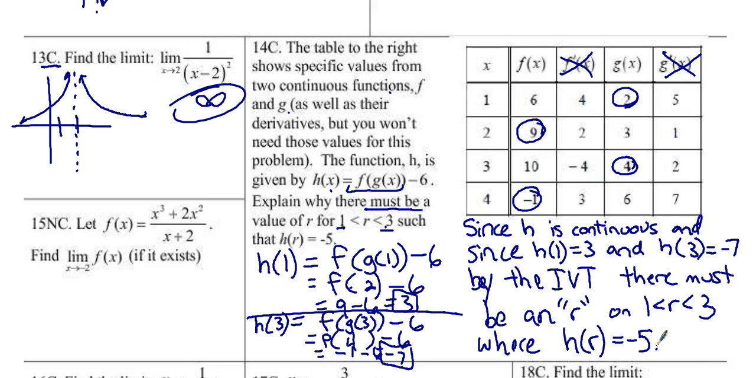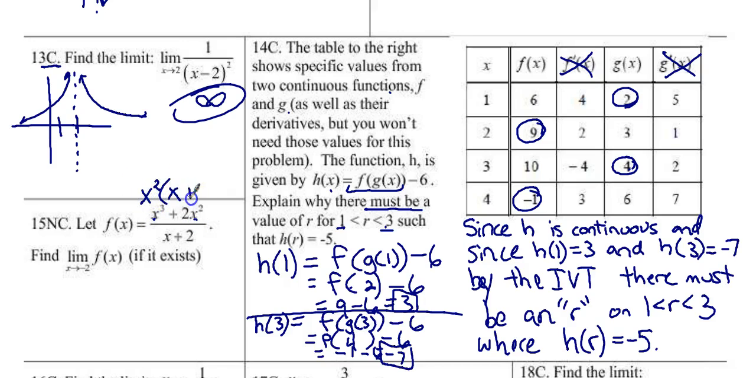Number 15, find the limit at negative 2. If I try plugging in negative 2, what happens? That would be negative 8 plus 8, that's 0. Well, you get 0 over 0, so we can't make a conclusion. So I look at this. What else can I do? I notice that we have a factor of x squared and a factor of x squared. Factor out an x squared.